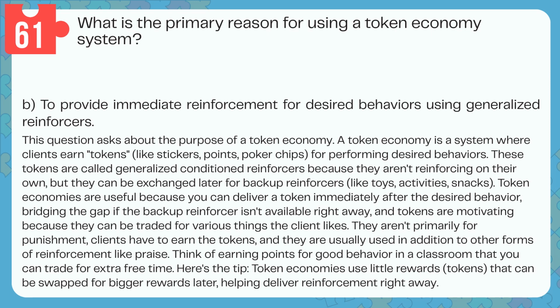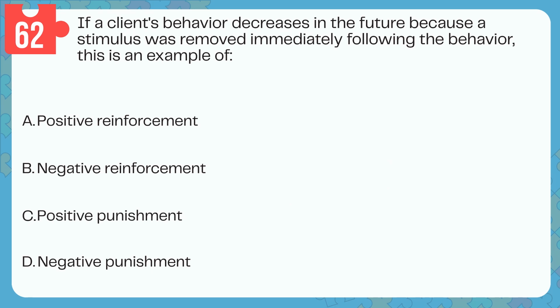Here's the tip. Token economies use little rewards, tokens, that can be swapped for bigger rewards later, helping deliver reinforcement right away. Question 62. If a client's behavior decreases in the future because a stimulus was removed immediately following the behavior, this is an example of A. Positive reinforcement, B. Negative reinforcement, C. Positive punishment, D. Negative punishment.